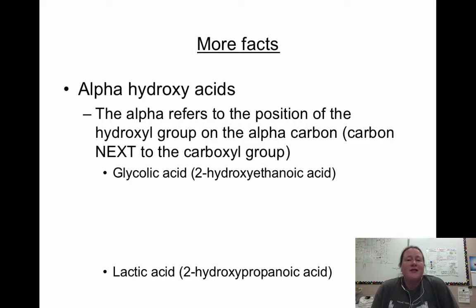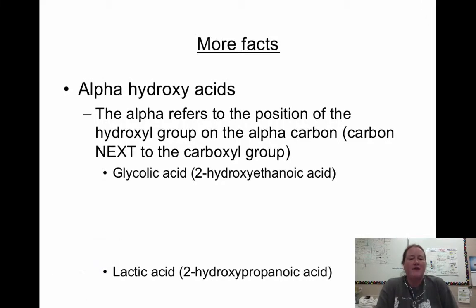Alpha hydroxy acids are often used in skincare products. They are known to more quickly regenerate your skin cells, which means that as you're washing your skin cells slough off and they get regenerated faster, and leads to a more youthful appearance.